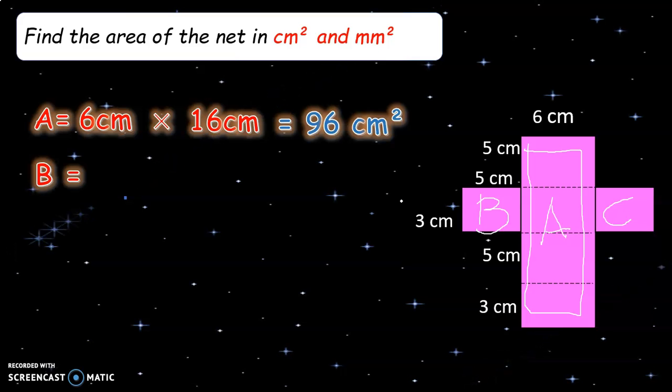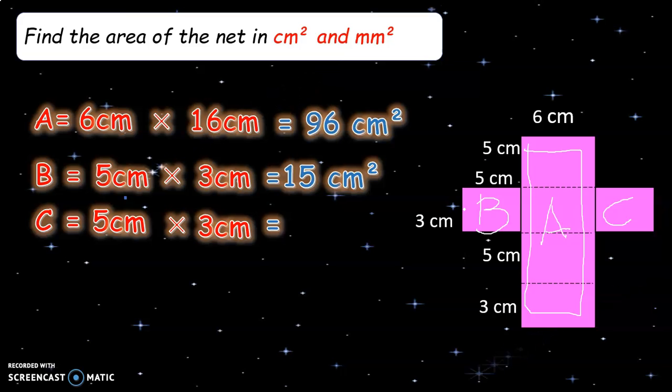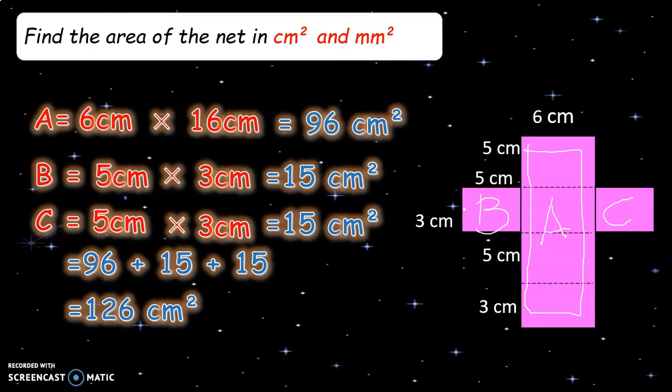Next one, B. The area of B is very easy. We have 5 on this side and 3 on this side. So 5 centimeters times 3 centimeters is equal to 15 centimeters squared. Again, we are talking about the area. So C is equal to 5 centimeters times 3 centimeters, which is also 15 centimeters squared. Next, you need to add all the given areas. So our total area is 126 centimeters squared.